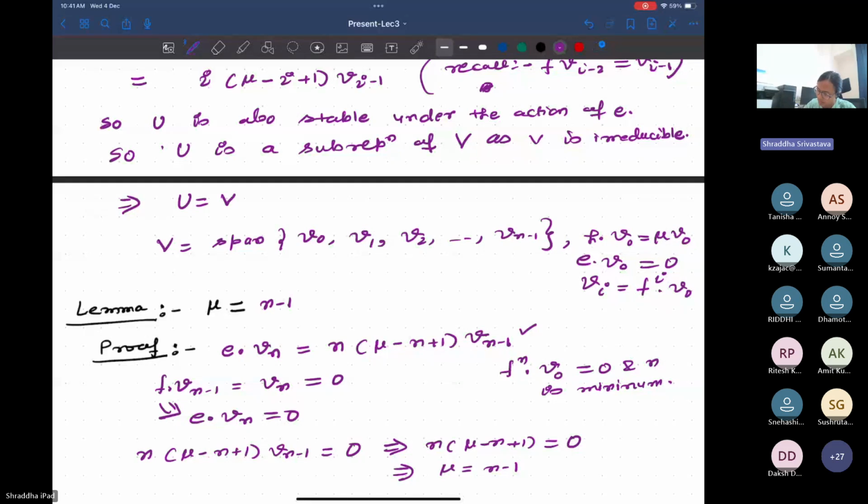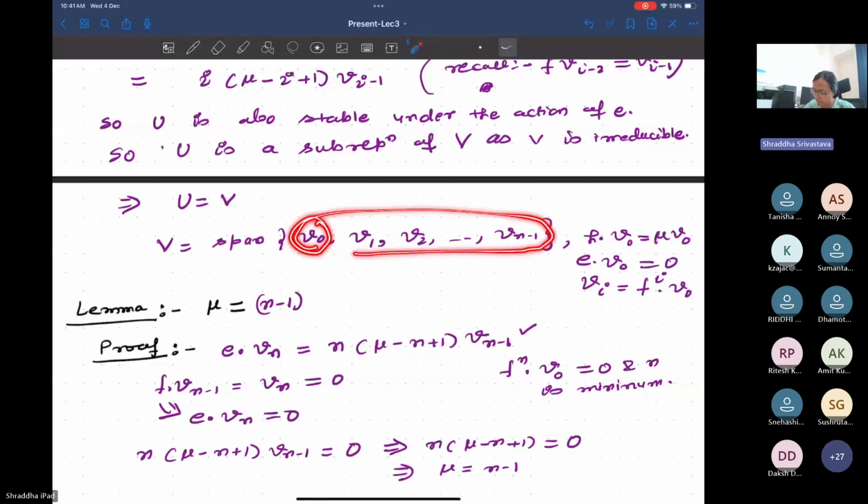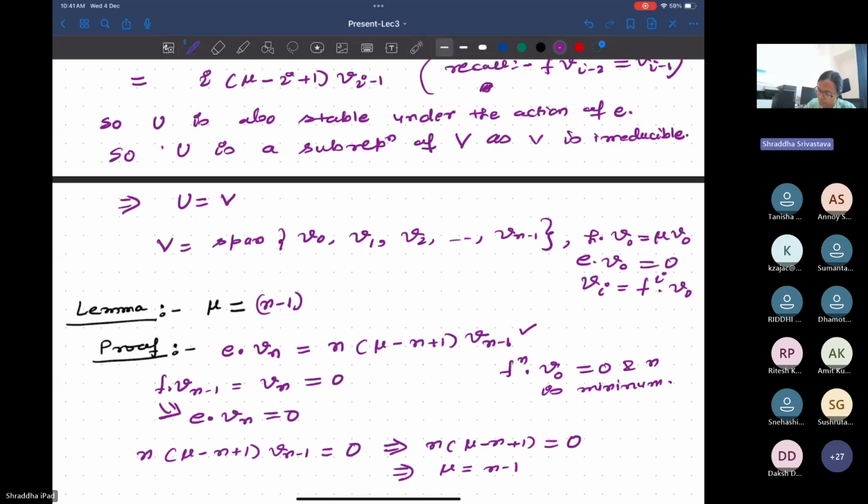So the weight mu is not arbitrary. It has to be n minus 1. And since we have said that V0, V1, V2, up to Vn minus 1 are linearly independent, and V is a span of these, the dimension of V is n. So mu is nothing but the dimension of V minus 1.